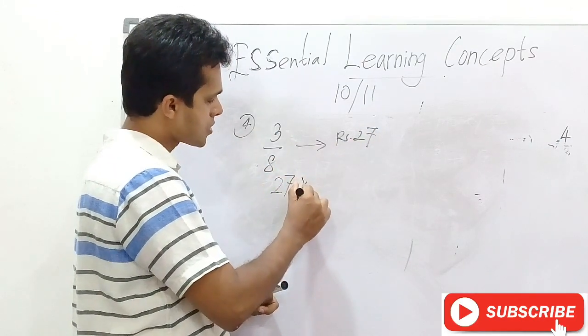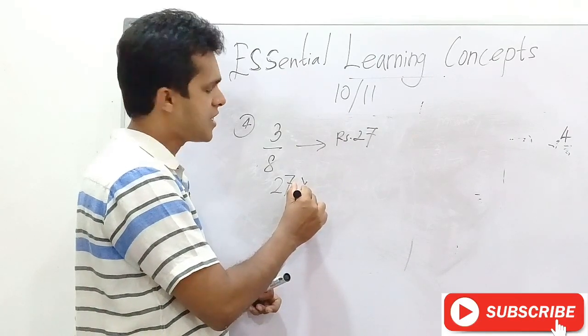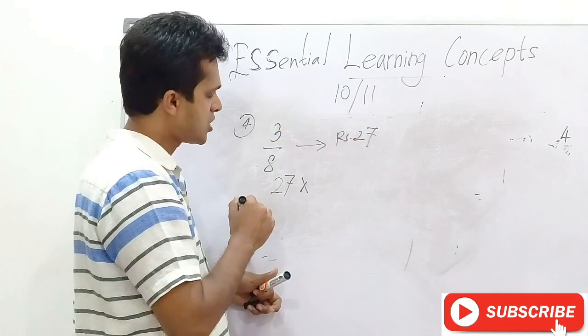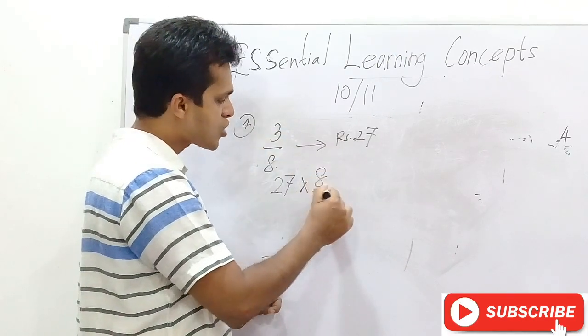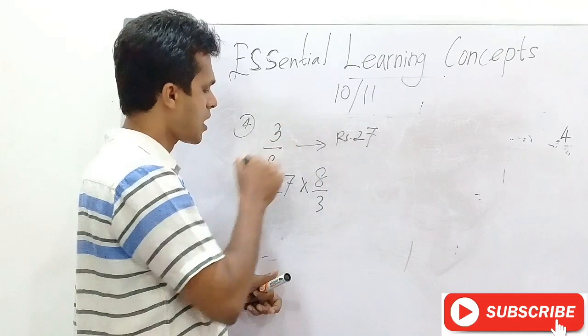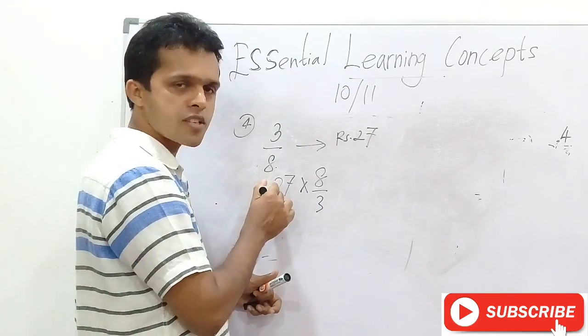27 is multiplied by the reciprocal of this fraction. What is the reciprocal? Here it is 3 over 8, so 8 over 3 is the reciprocal of this fraction. Now 27 is a multiple of 3.